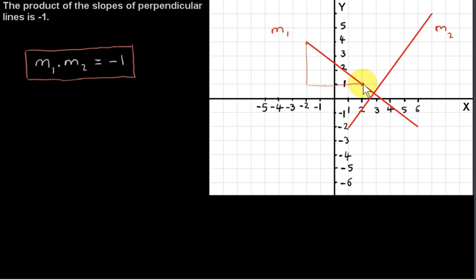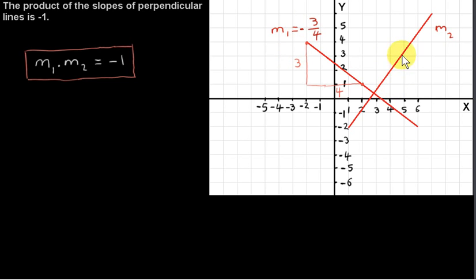So we can see that the vertical distance between the points is 3 units, the horizontal distance between the points is 4 units. So what is M1? Well, we put rise over run, 3 over 4. However, we must remember that this line has negative slope, so we have to stick a minus sign in front of it, in front of 3/4.